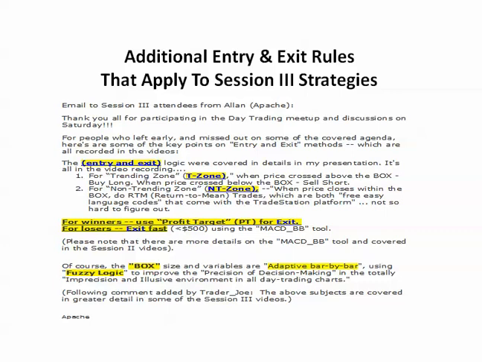And then he does share in the presentation about the fuzzy logic that he uses to have an adaptive bar by bar improvement in the logic that he's using. So that's an expansion or clarification of what Allan talks about in one of his videos.